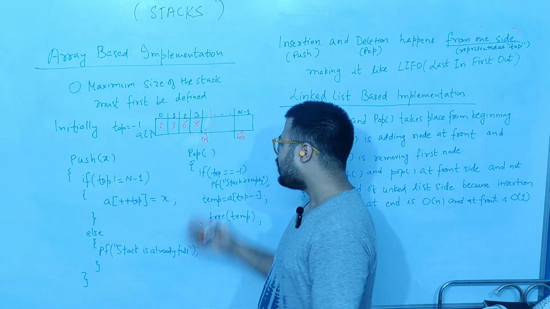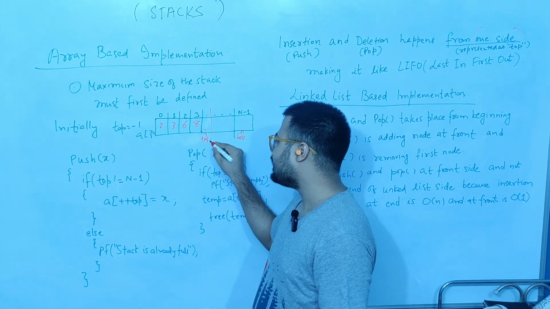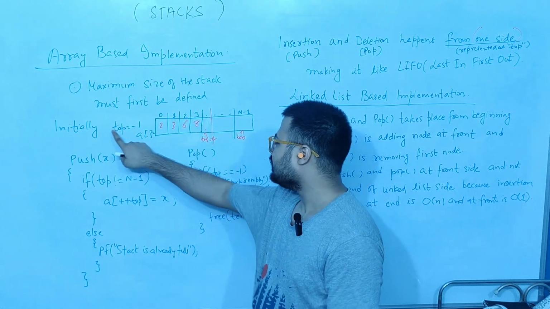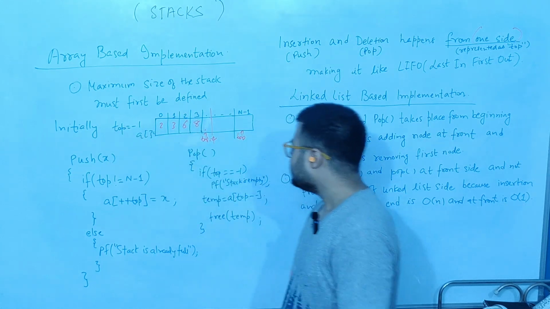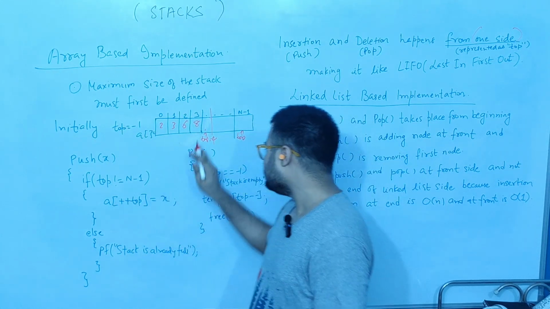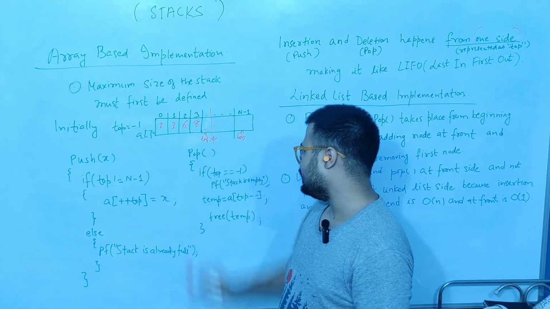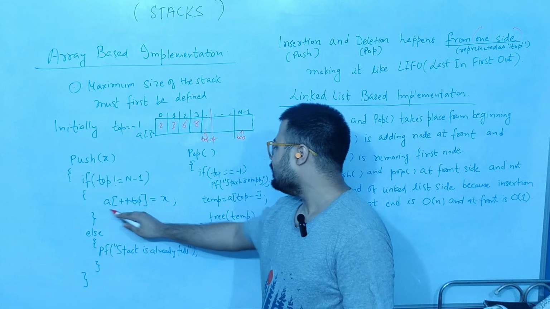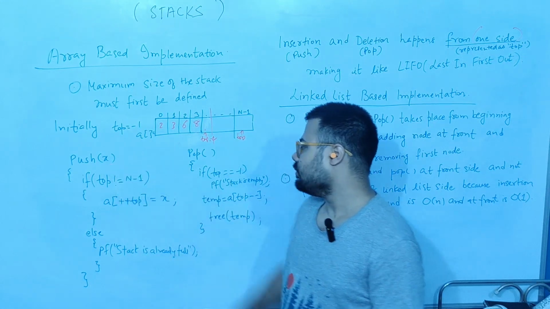Okay, not pointing to this means the index value is 4. Top is equal to 4, which means top is not a pointer, top is an index value. So plus plus top means now top is equal to the index of this cell, and the value of that cell is x, because that's what we want to push.